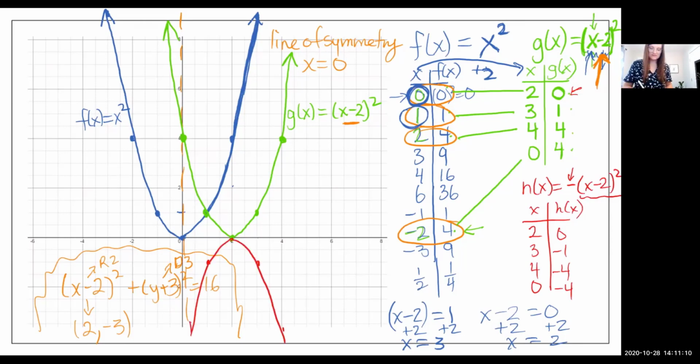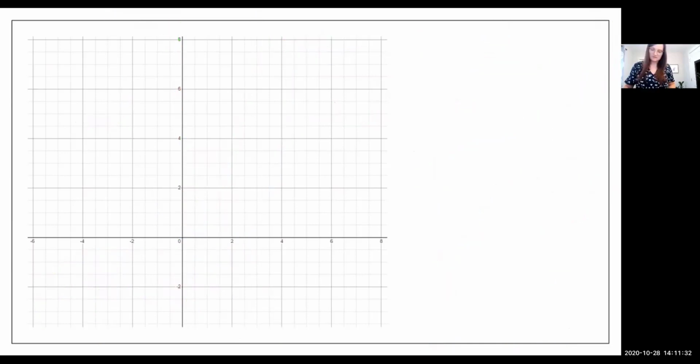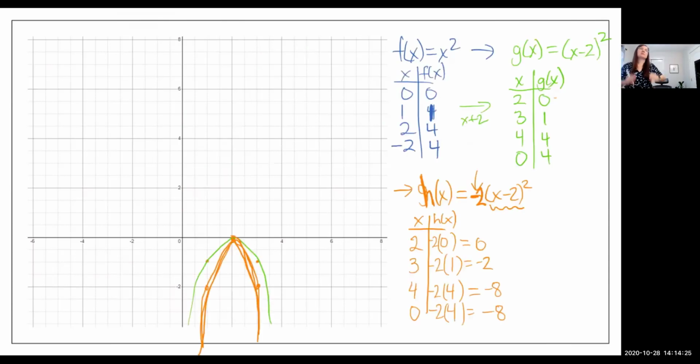Okay, so we've seen how to move it left and right and possibly upside down, which is very useful for the trajectory of a ball, for instance. But now what if I want to move it up or down? What if I want to take my regular f of x and move it up or down? How do I move this back up? Maybe I want to see it a bit higher.